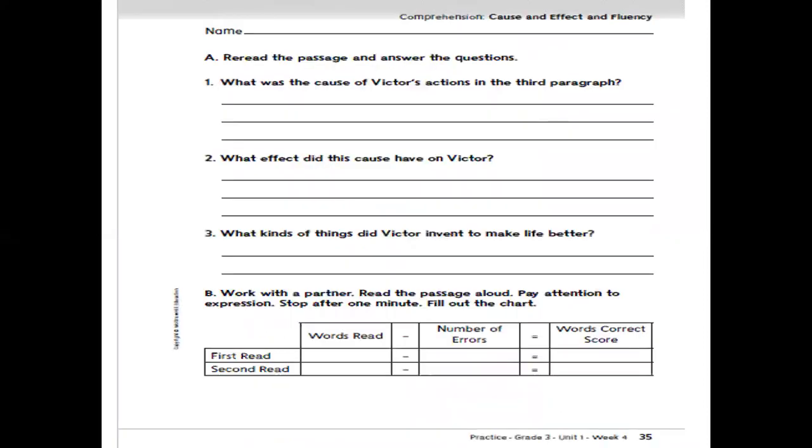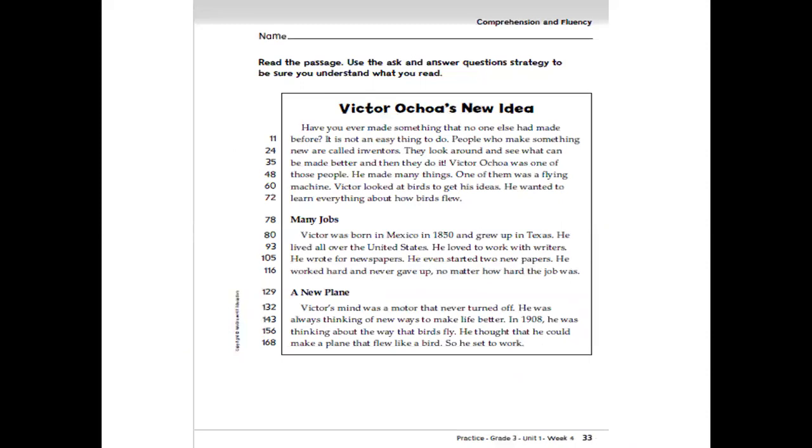So let's answer the questions. What was the cause of Victor's actions in the third paragraph? Let's look at the third paragraph and read the question again. What was the cause of Victor's action in the third paragraph? He wanted to make life better. Look here: Victor's mind was a motor that never turned off. He was always thinking of new ways to make life better.